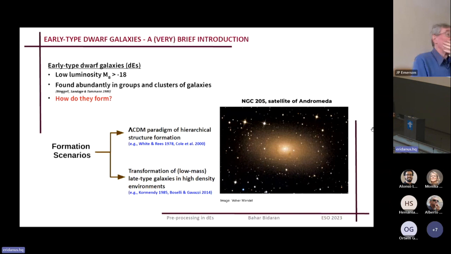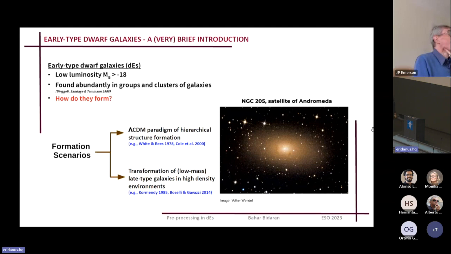Many scenarios have been proposed thus far. Two of them have gained further attention. One of them is actually based on the lambda CDM paradigm, and introduces early type dwarf galaxies or galaxies similar to early type dwarfs as building blocks of the universe. So these are the galaxies that have been formed earlier in the universe, and then they merge together to construct more giant structures, more giant galaxies that we see.